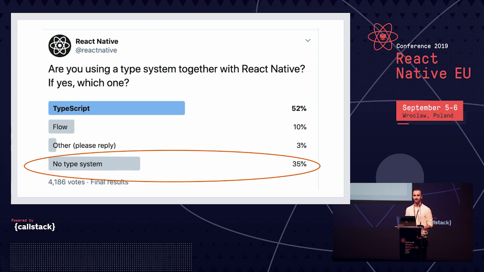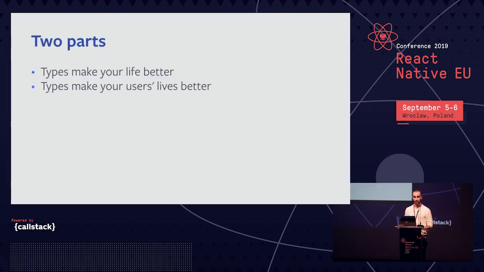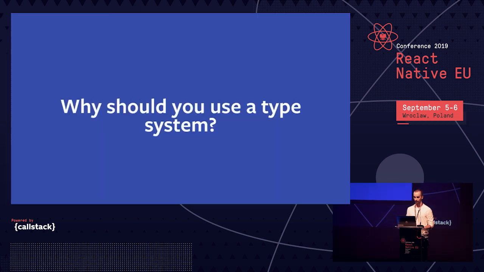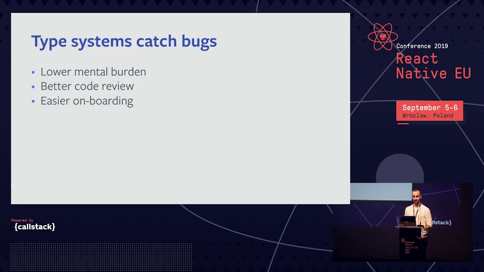And also, if you're already using a type system, I'm going to build up to some really cool patterns you can enforce with types. So there's two parts to this talk. The first is I'll show you how types make your life easier. And the second, I'll show how types will make your users' lives better as well. So without further ado, here's some reasons why you should be using a type system.